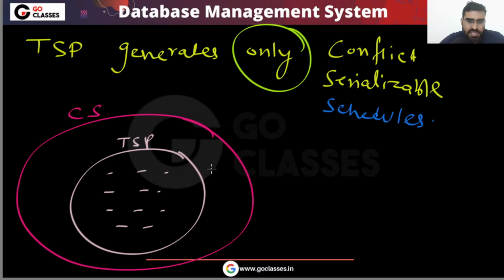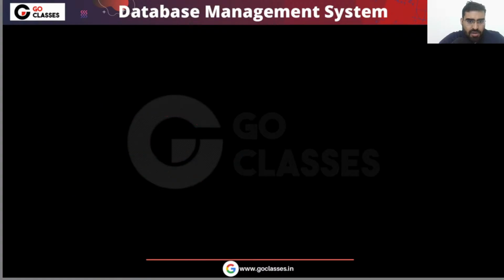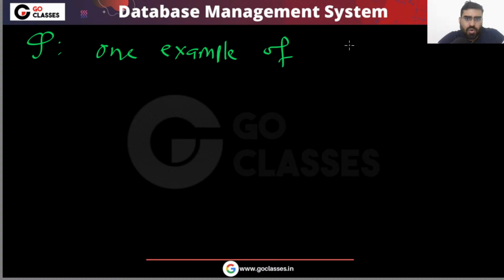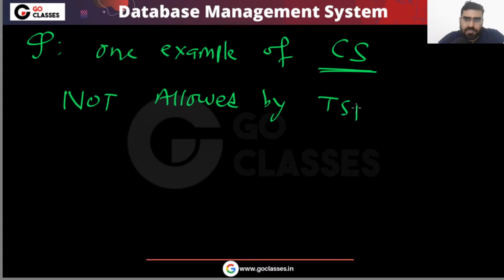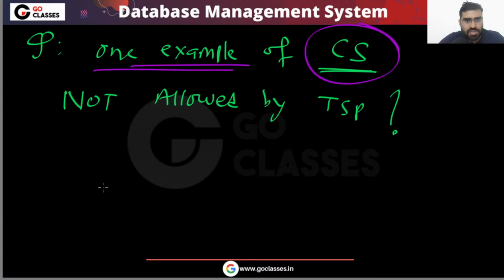Remember, there are some conflict serializable schedules TSP cannot generate. Can you give me one example of a conflict serializable schedule which TSP cannot generate? Can you give me one example of a conflict serializable schedule which is not allowed by TSP? Very easy.